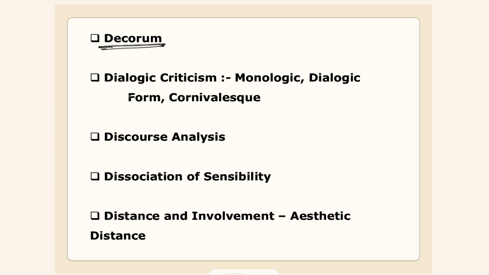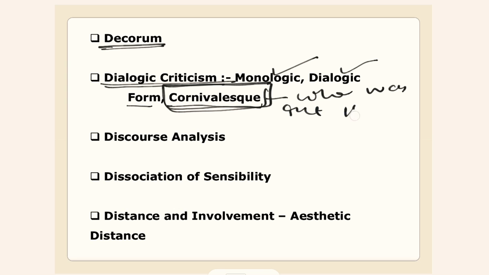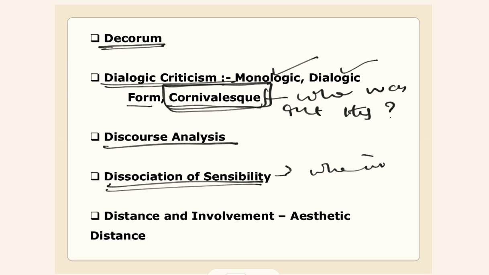Decorum, here dialogic criticism, monologic, dialogic form, Carnivalesque. So important term, Carnivalesque. I will ask you who invented this term. So let me know the answer in the comment section. Discourse analysis, dissociation of sensibility. So let me know who invented this term, dissociation of sensibility.